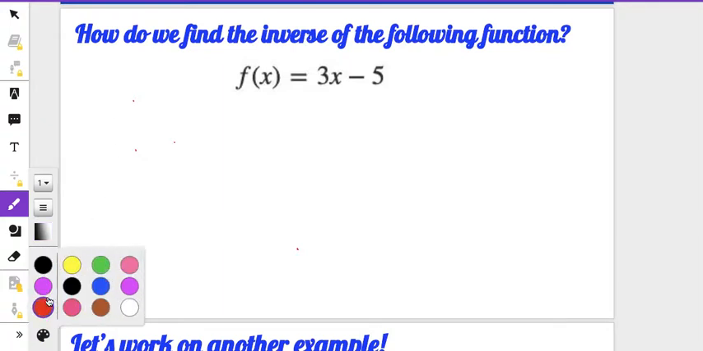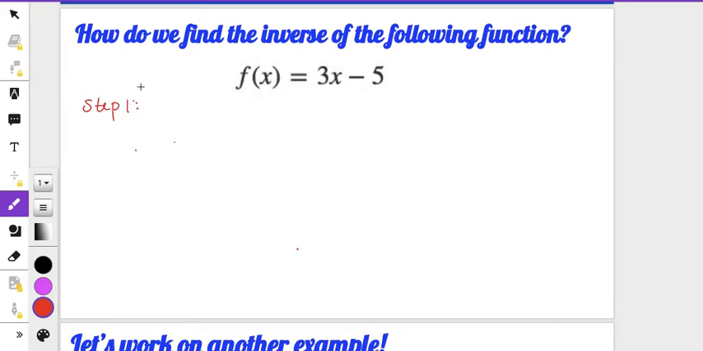To make it clear, I'm going to use red to write down the steps and another color to write down how we actually do this. As we mentioned, the inverse is dealing with the input and the output. We just swap the x and y. First step, I'm going to rewrite the equation as y equals 3x minus 5, because as we mentioned before, function notation f(x) is the same as y.